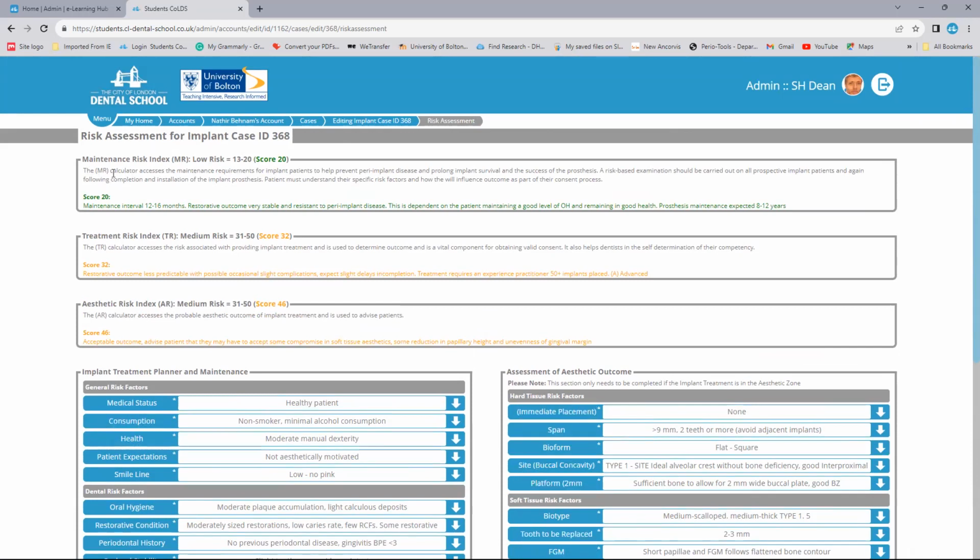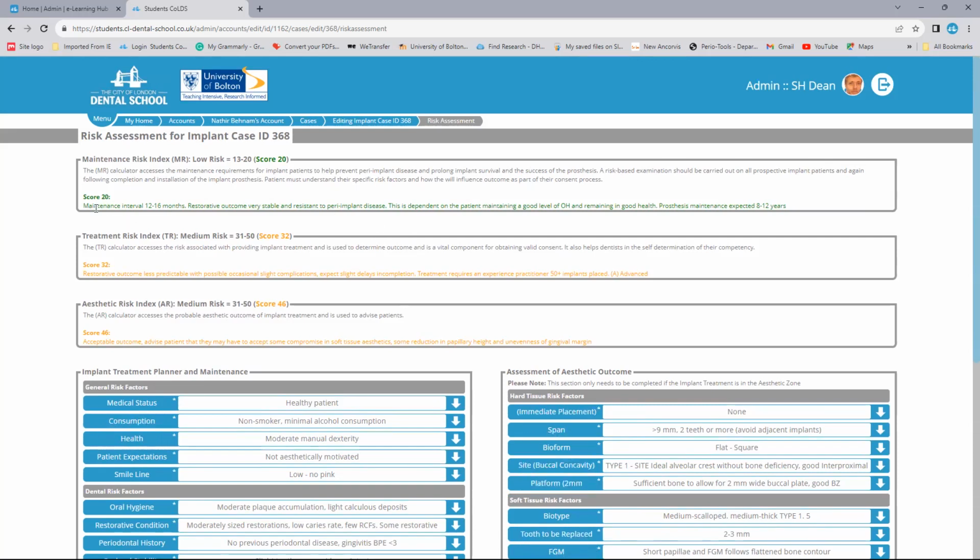The maintenance risk index calculator assesses the maintenance requirements for implant patients to help prevent peri-implant disease and prolong implant survival and success for the prosthesis. A risk-based examination should be carried out on all prospective implant patients, and again following completion and installation. Patients must understand the specific risk factors and how they will influence their consent process. Because if you don't point out the risks, then how can you get a good consent?